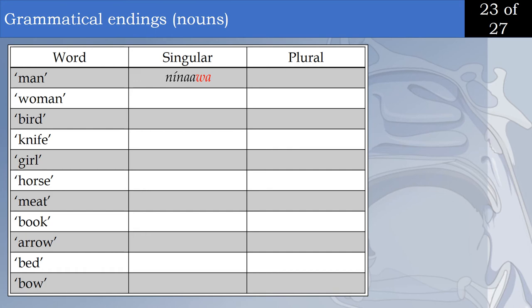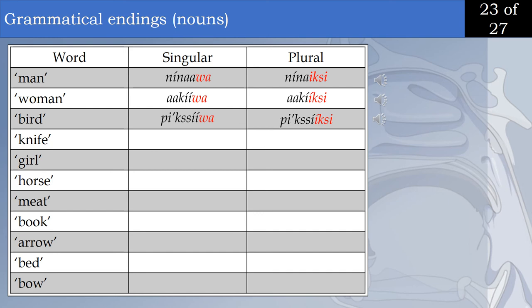Man is an animate noun, and so it takes the suffix wa, which means when we put it in the plural, it'll take the suffix -ex. Ninnau. Ninnek. The same is true for the noun woman. In the singular, it'll take the wa ending, and in the plural, it'll take the -ex ending. Akiu. Akik. And for bird. Biksiu. Biksik. Now again, man, woman, bird, these are animate nouns, and they make sense because in the real world, these referents can move of their own volition.